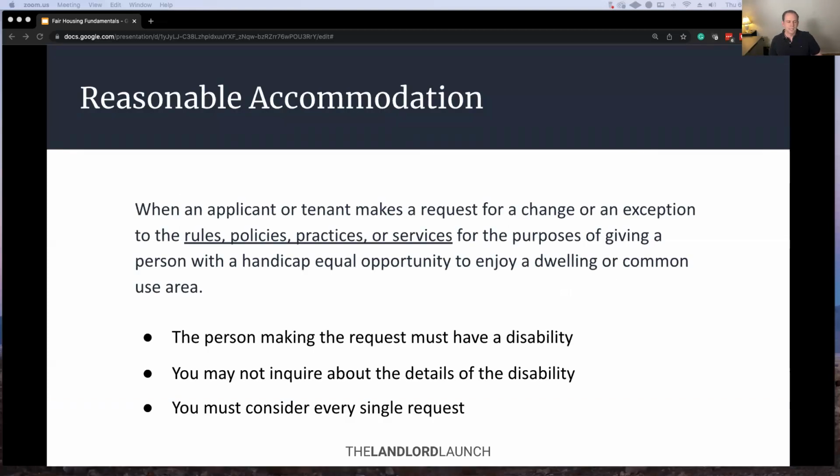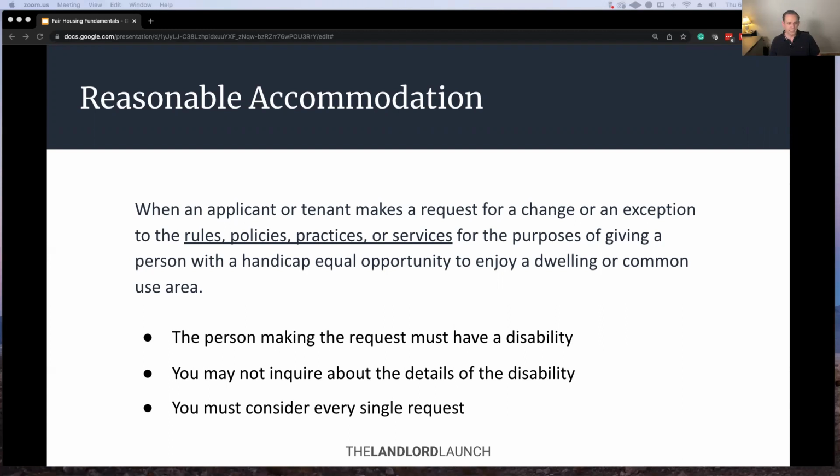Okay, reasonable accommodation. A reasonable accommodation is basically when a tenant or an applicant makes a request to have an alteration to a rule, a policy, a procedure, something along those lines. A modification is something a little different. Reasonable accommodations deal with rules and policies and processes, and what it's doing is giving an exception so that they're able to enjoy the dwelling and work around the issue that they're dealing with.